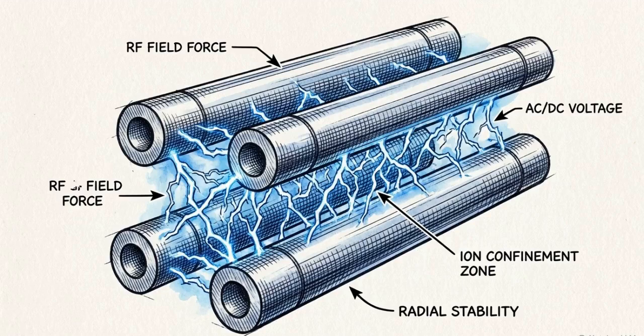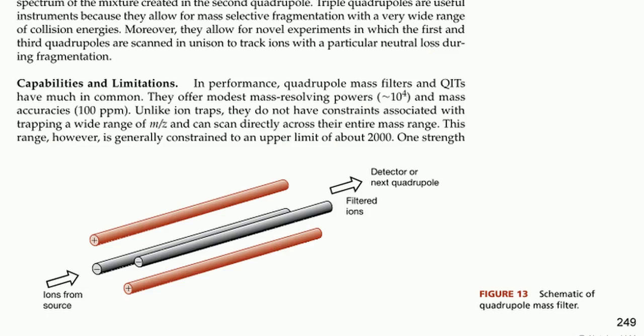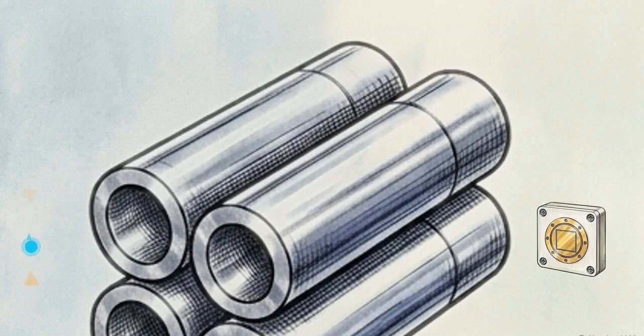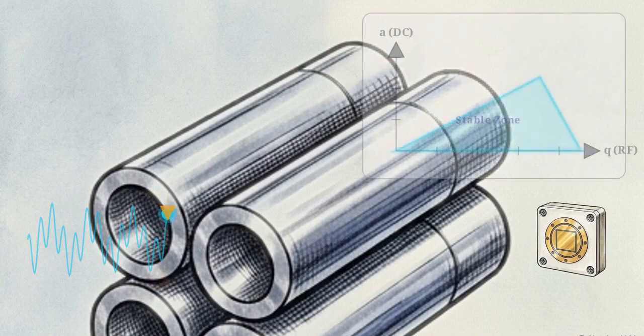Instead of observing passive flight, it forces ions through an active, continuous gauntlet. This diagram illustrates its architecture. The system consists of exactly 4 perfectly parallel, electrically connected cylindrical or hyperbolic metallic rods. A steady DC voltage and an oscillating radio frequency voltage are applied to opposing pairs of these rods. As an ion attempts to travel straight down the z-axis, these alternating voltages actively push and pull it, forcing the particle to oscillate wildly in the x and y planes.